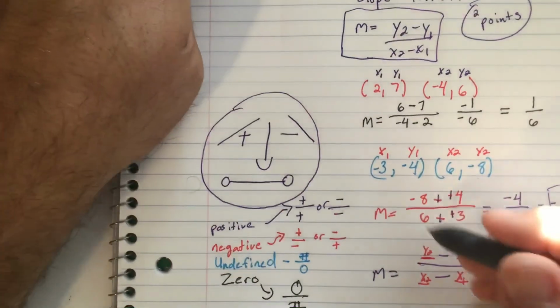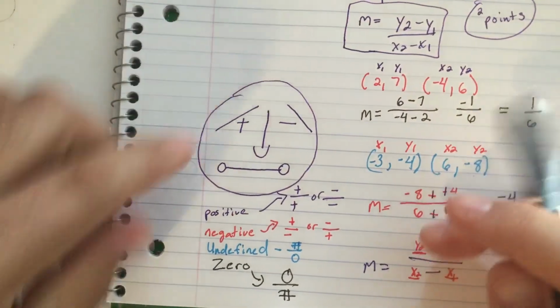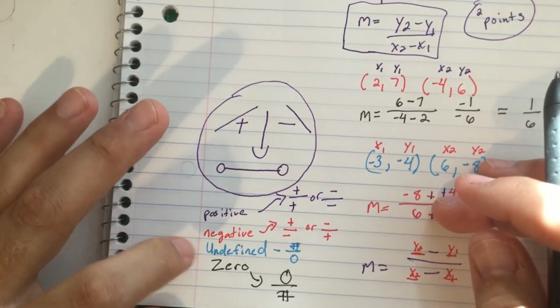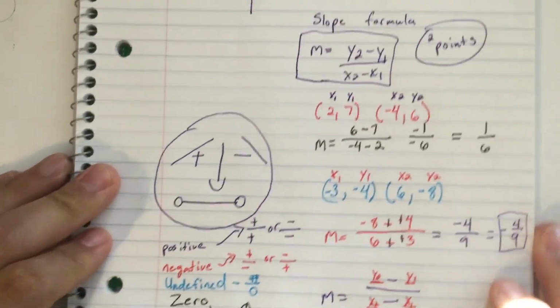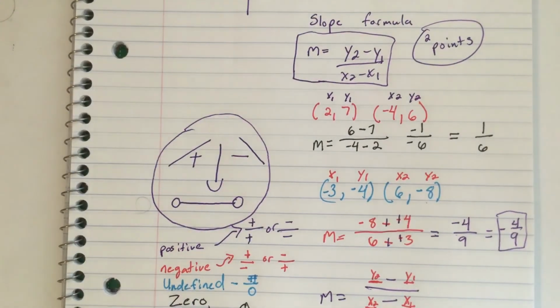So if you're doing your slope formula and you get a situation like this, it will tell you positive, negative, undefined, or zero. So again, that's slope and the slope formula.